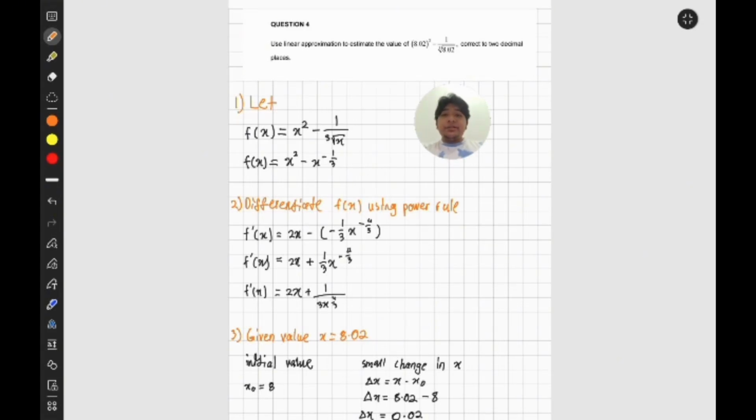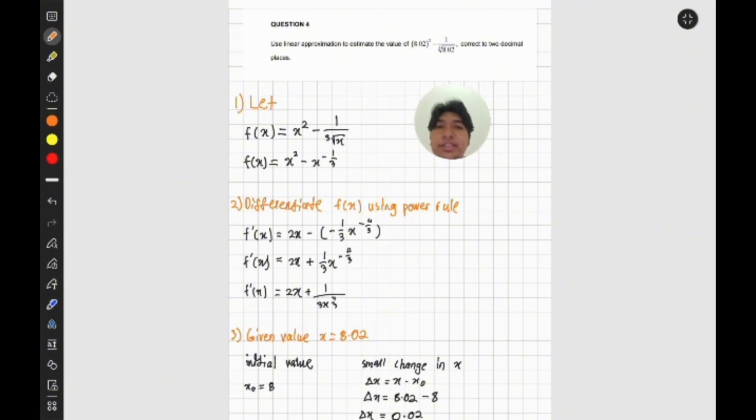In the first step, we let f(x) equal x squared minus 1 over the cubic root of x. Then we make the equation into x squared minus x to the power of negative 1 over 3. In the second step, we differentiate f(x) using the power rule. So f prime of x is 2x minus, in the bracket, negative 1 over 3 x to the power of 4 over 3. Then the equation becomes 2x plus 1 over 3 x to the power of negative 4 over 3. And the final answer becomes 2x plus 1 over 3 x to the power of 4 over 3.